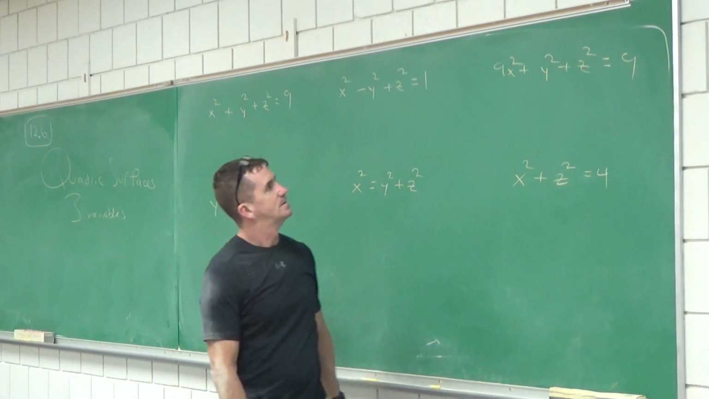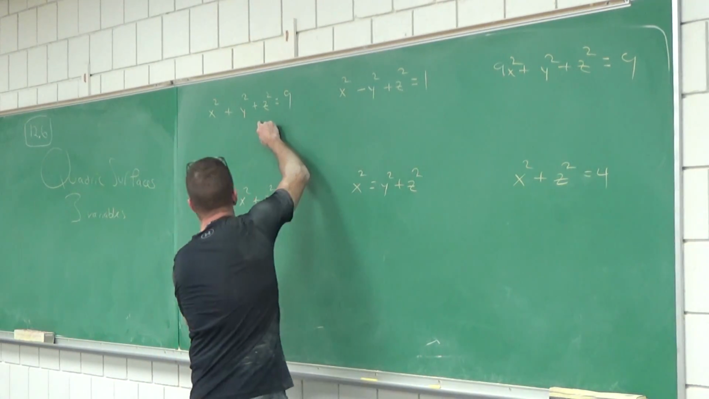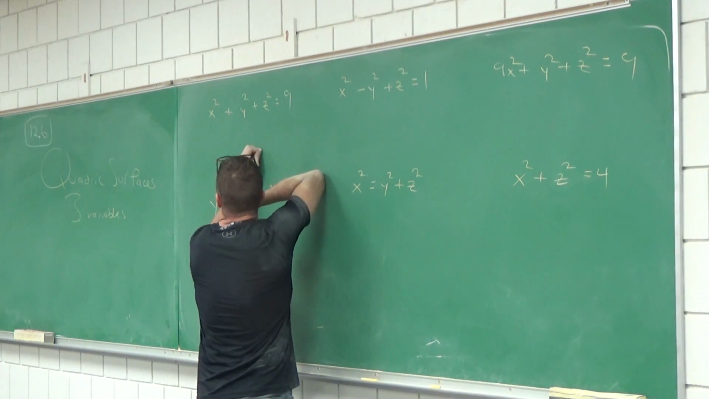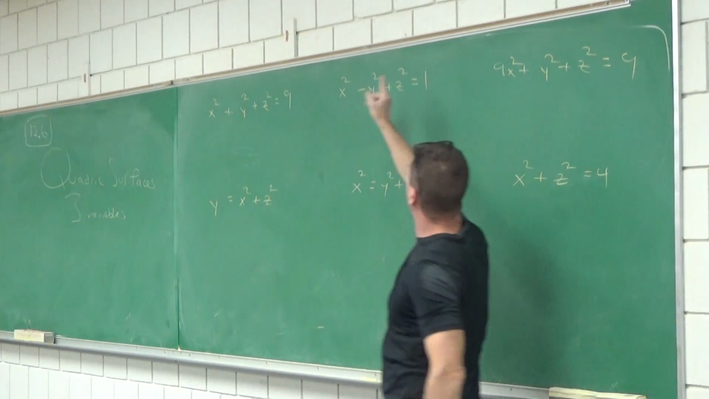Sound cool? All right. What do you think? Sphere. What's the radius? 3. Center where? Origin. So that's a sphere. That was easy. Come way down here. What do you think?